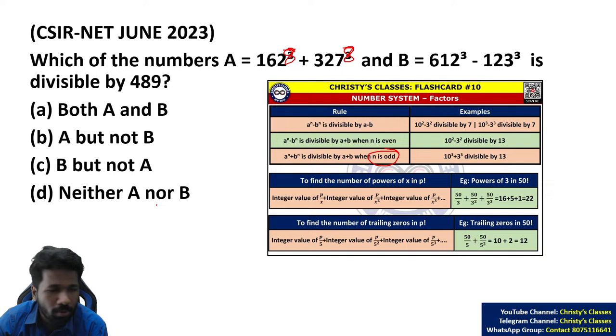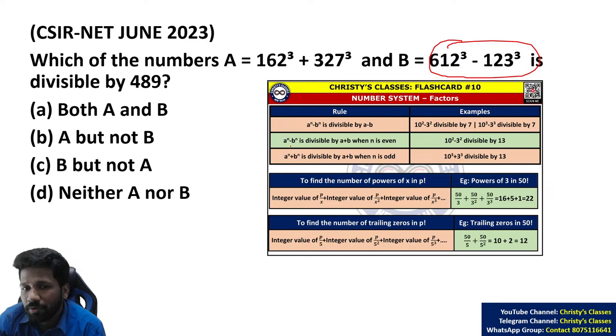Now what about this? 612 minus 123. That is a raised to n minus b raised to n. a raised to n minus b raised to n: is it divisible by a minus b or not, that is the question. That will always be divisible. Whether n is odd or even, it will always be divisible.